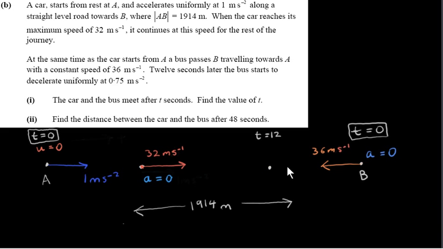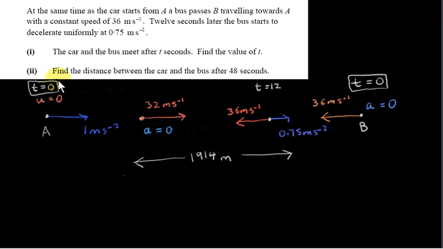If it decelerates, it means that its acceleration vector is in a direction opposite to its velocity vector. So its acceleration vector is pointing in this direction because the bus is moving to the left. And the magnitude of this acceleration vector is 0.75 meters per second squared. At this instant, the velocity of the bus is 36 meters per second to the left.